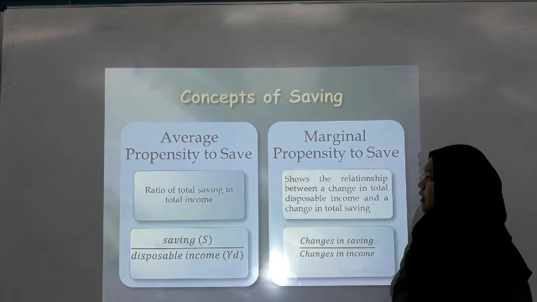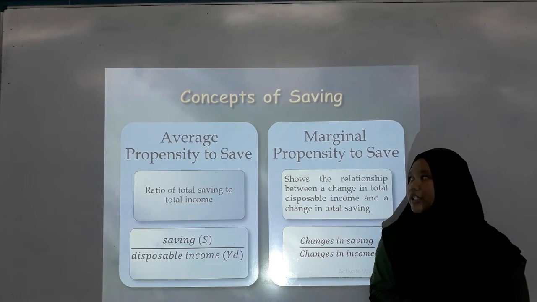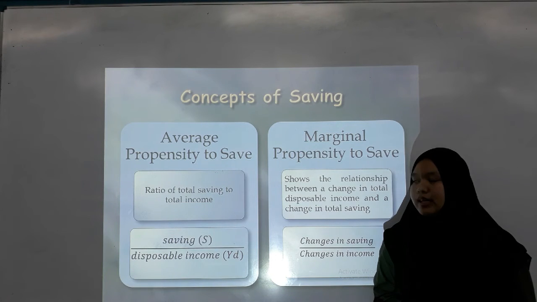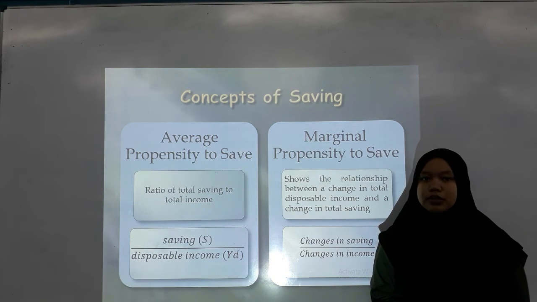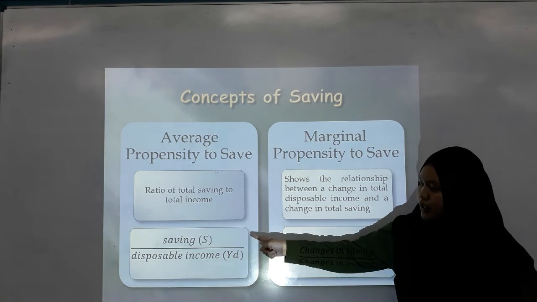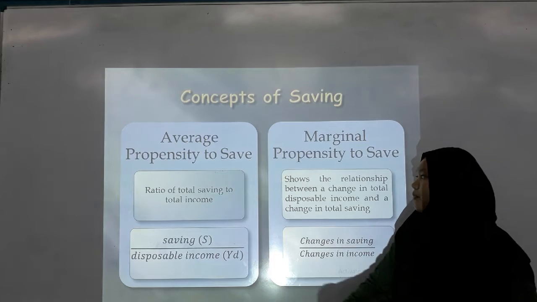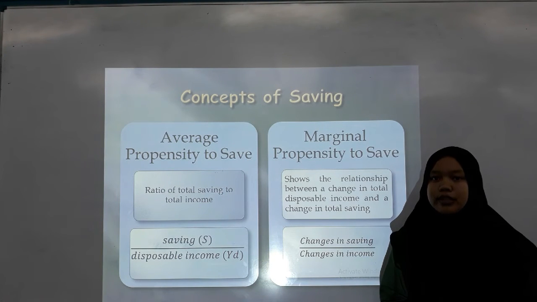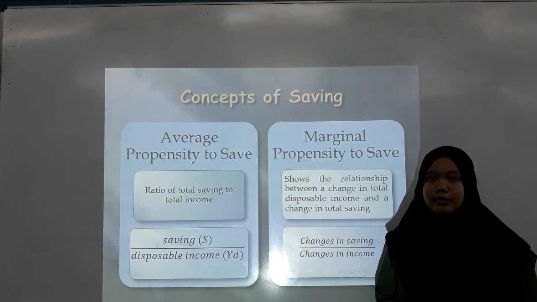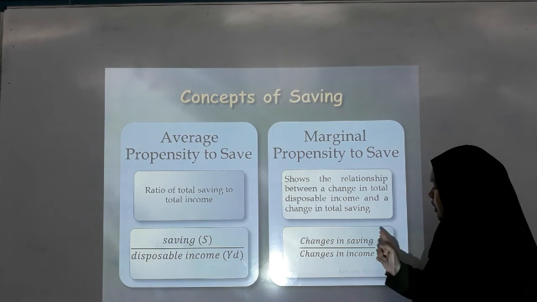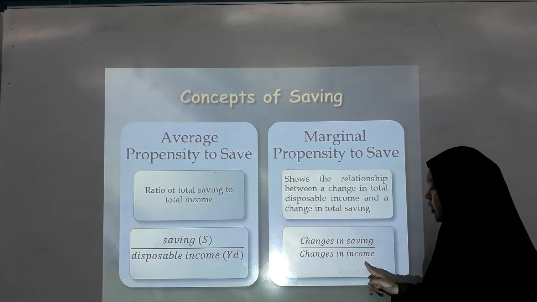The concept of saving. There are two concepts of saving, which are average propensity to save and marginal propensity to save. Average propensity to save is the ratio of total saving to total income. The formula for average propensity to save is saving divided by disposable income. The marginal propensity to save shows the relationship between a change in total disposable income and a change in total saving. The formula for MPS is change in saving divided by change in income.